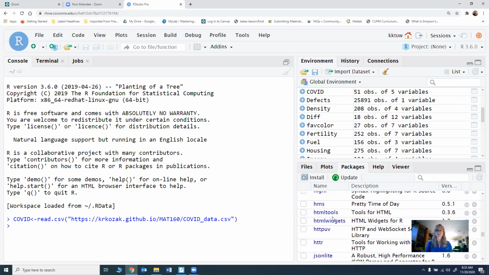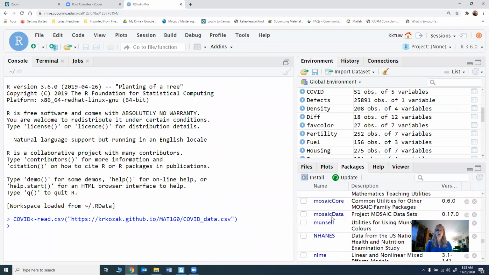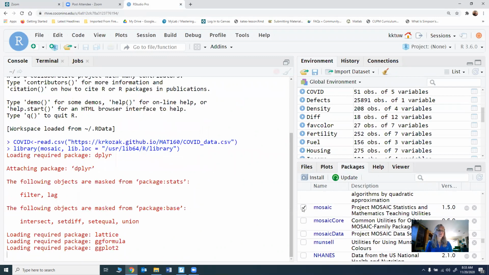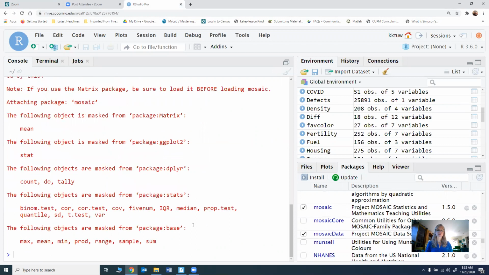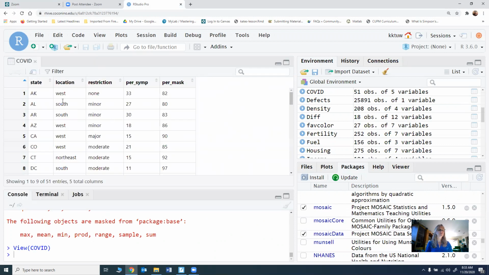It's here somewhere. And the way you make sure you turn it on is you check the little checkbox right here, check that box, and it will load that library. So we're just loading that library and having it all in there. The COVID data is right here. I can click on it, and here's what it looks like.